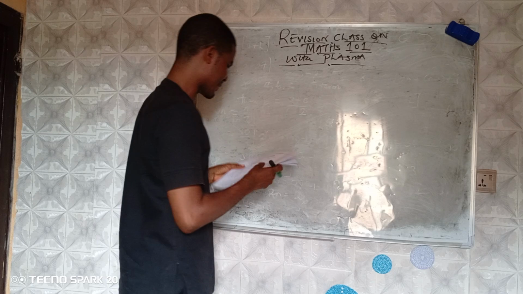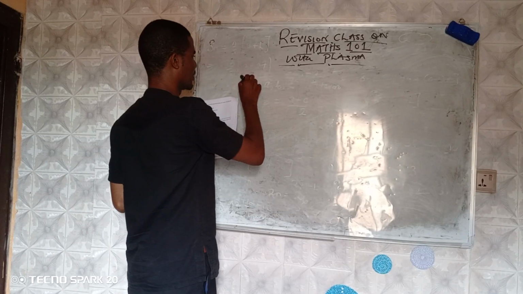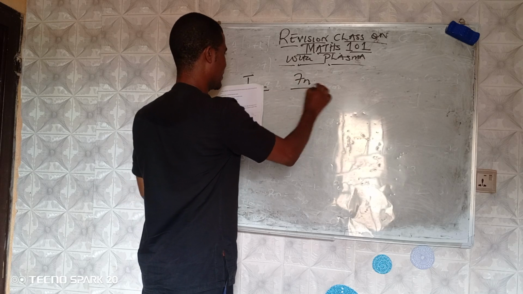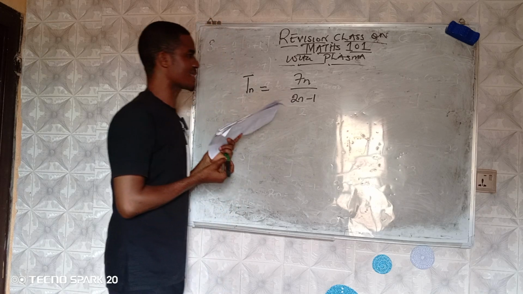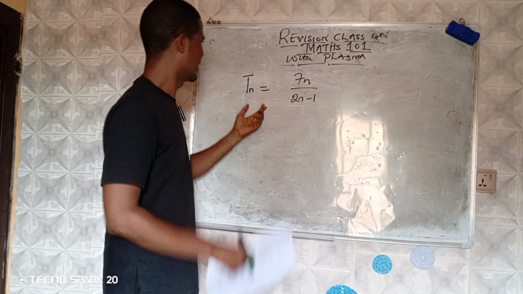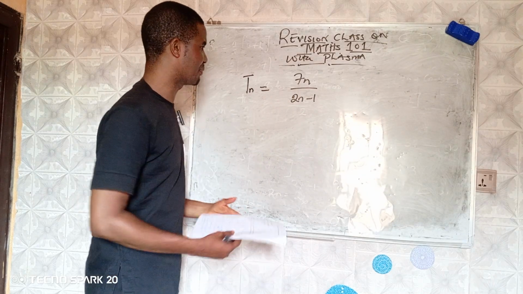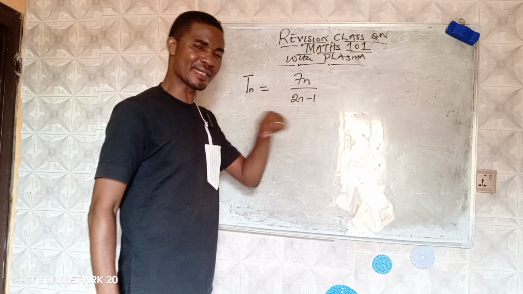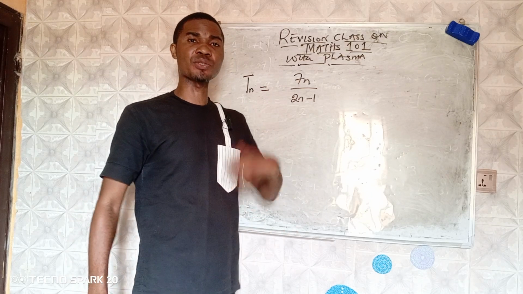He said a sequence Un, or you can say Tn, is defined as 7n over 2n minus 1. You now say list the first 5 elements of this. This is very simple. The first element is when n is equal to 1. The second element is when n is equal to 2. The third element is when n is equal to 3.